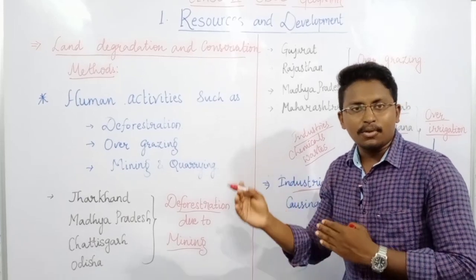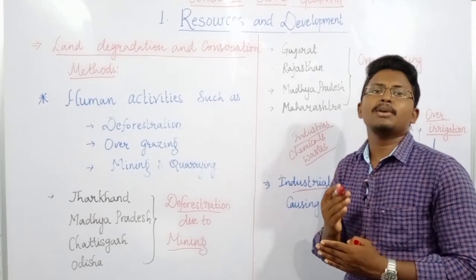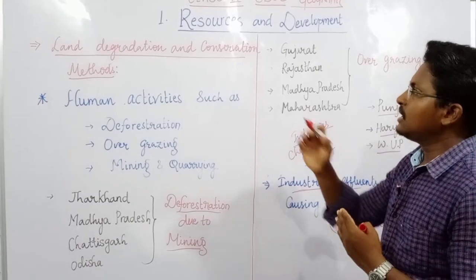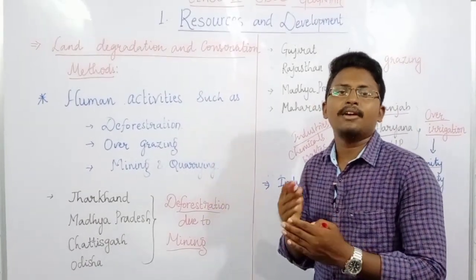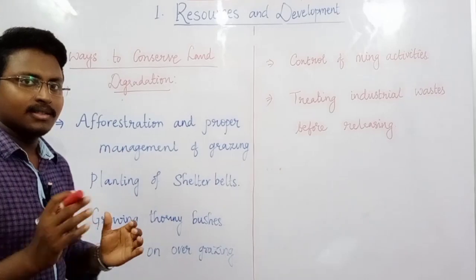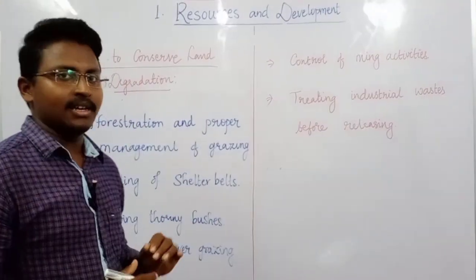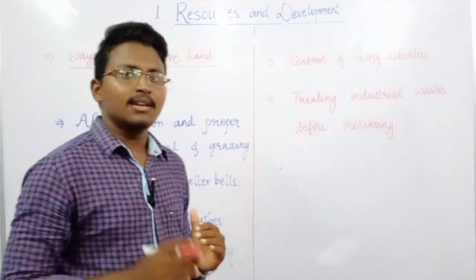And if this process continues, in future the land may not be available for proper cultivation. So we need to conserve the land from degradation, we need to save this land. How do we conserve this land? Now we will see how to stop this land degradation. There are many ways through which we can control land degradation. Let us see what they are.